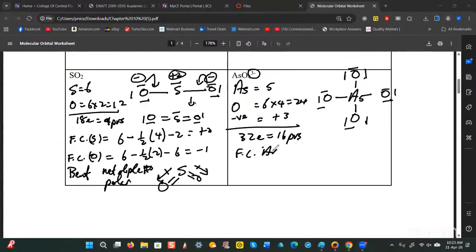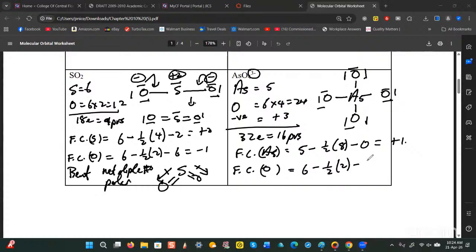Let's do the arsenic first. 5 minus half of 8 minus 0. So that gives you what? 5 minus 4, plus 1. All right. And then we do the same calculation for oxygen, which is 6 minus half of 2 minus 6. And that gives you -1. So the arsenic is going to have a +1 charge. And each oxygen is going to have a -1 charge.